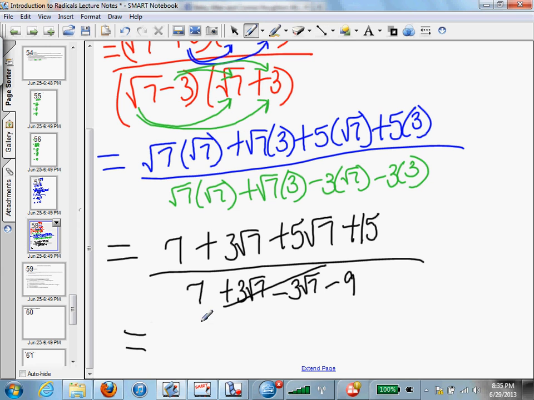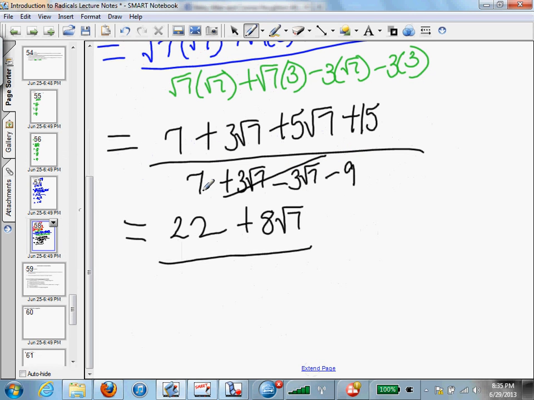So we're going to be left with, on top, we can combine the 7 and the 15 together to be 22. And if you look, these both have the common terms of radical 7, so we combine those to be a positive 8 square root of 7, divided by 7 minus 9, or just negative 2. And we can actually simplify this again, because each is divisible by 2. We'll be left with a negative 11 for the first term minus 4 square root of 7 for the second.